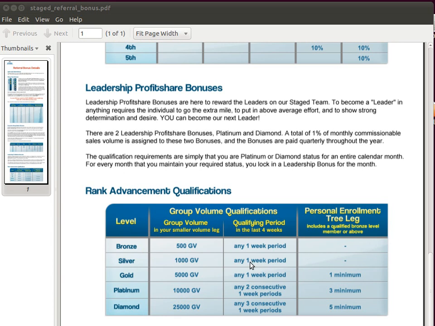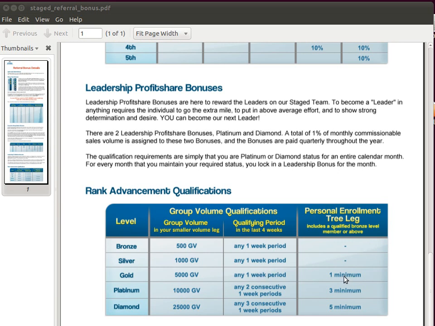If in any 7-day period over the last 4 weeks you had 1,000 GV, which would be 40 people below you, 40 active people, then you would qualify as silver. Once you get to gold, you need 5,000 in group volume, which is 200 people below you. This is in your smaller volume leg. So you have your left leg and your right leg. This volume needs to occur in the weaker of the two legs, or the smaller of the two legs. And you had that for a 7-day period over the last 28 days, or 4 weeks in a row.